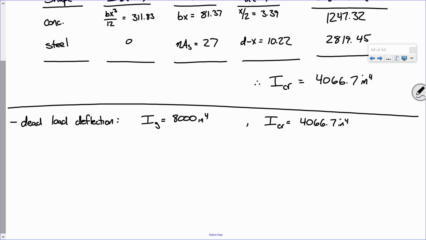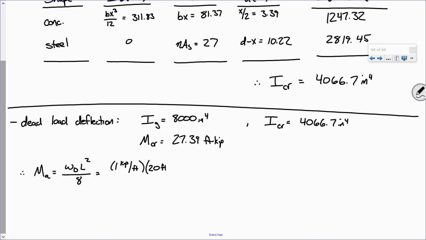All right. Now, the cracking moment, what was that? It was like 27.39 foot kips. Now, our applied load. No load factors. It's just W L squared over 8. Okay? Just W L squared over 8. So 1 kip per foot. Well, how long does this mean? Again, doesn't matter what units you use as long as you're labeling and that you're consistent. So that's 50 foot kips.